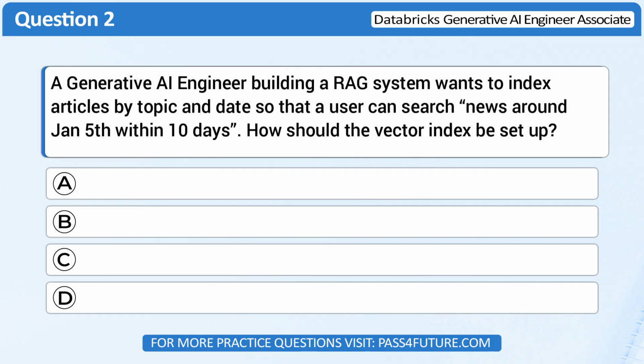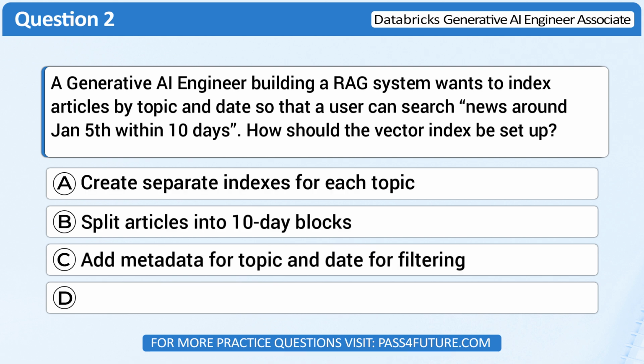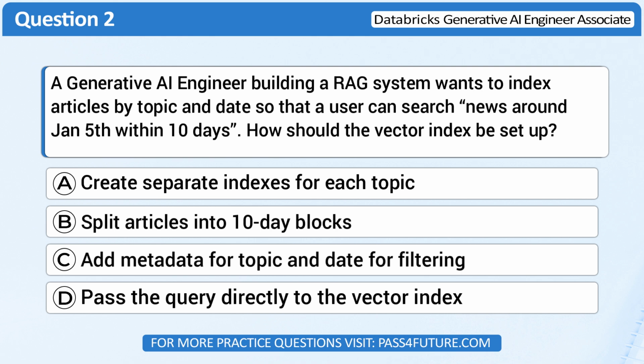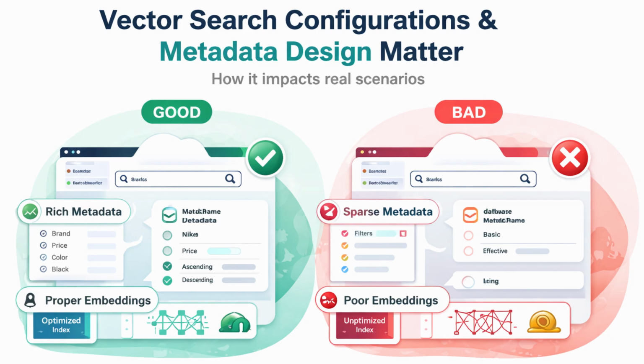A generative AI engineer building a RAG system wants to index articles by topic and date so that a user can search news around January 5th within 10 days. How should the vector index be set up? Correct answer: C. Include metadata columns for topic and article date to support filtering. This shows how vector search configurations and metadata design matter in real scenarios.